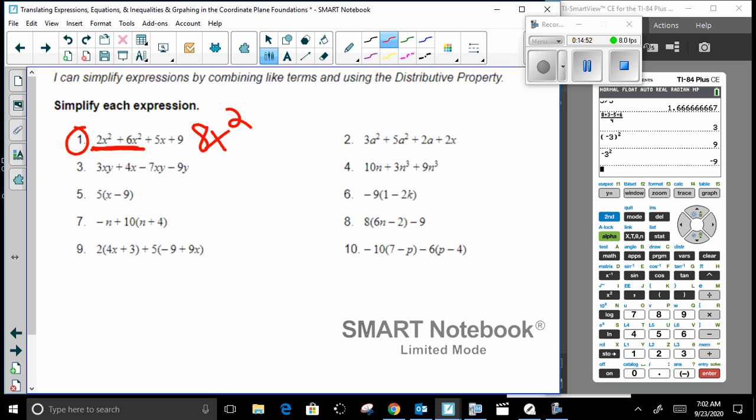Actually, I think we might have done this one in class yesterday as a warm-up, or today. Do I have any x to go with that 5x? I don't, so leave it. Do I have any 9 to go with that, or a plain constant number to go with that? I don't, so leave it. Check one last time, are any of these like terms? They are not. You are done.